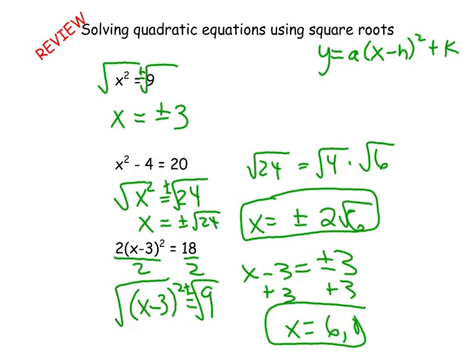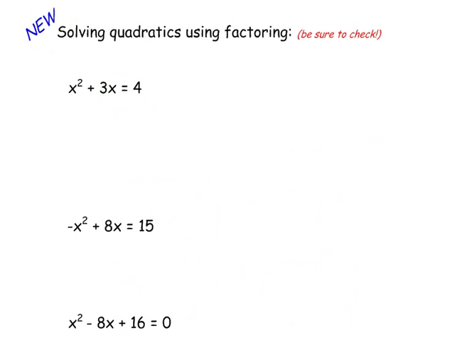And that method is great if you're in vertex form. What we're going to move on to is, what if it's not in vertex form? These are going to look more like standard form, where you have ax squared plus bx plus c.